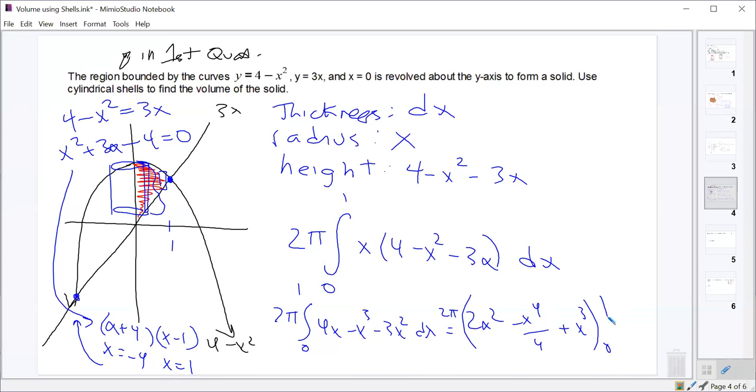How did our x cubed become positive? Good question. It shouldn't have. That's weird. So we have 2 minus the 4th minus 1. So we have 1 minus the 4th.